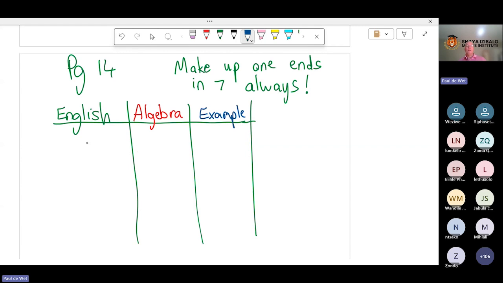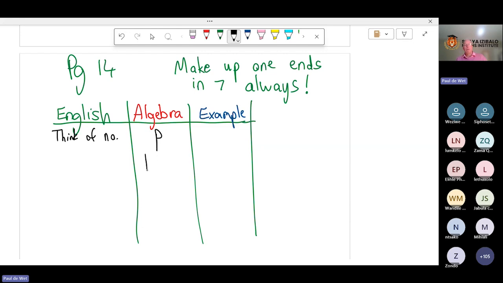Right. So the first instruction is think of a number. And my name is Paul, so I'm going to use P. P for Paul. Now, guys, I'm going to write down some algebra, and I'm going to see if you can help me work out what is the English? What is the instruction that we're going to give someone?